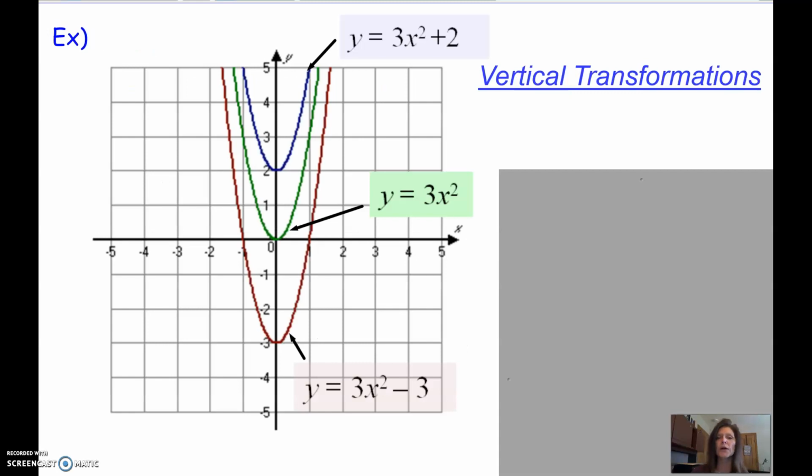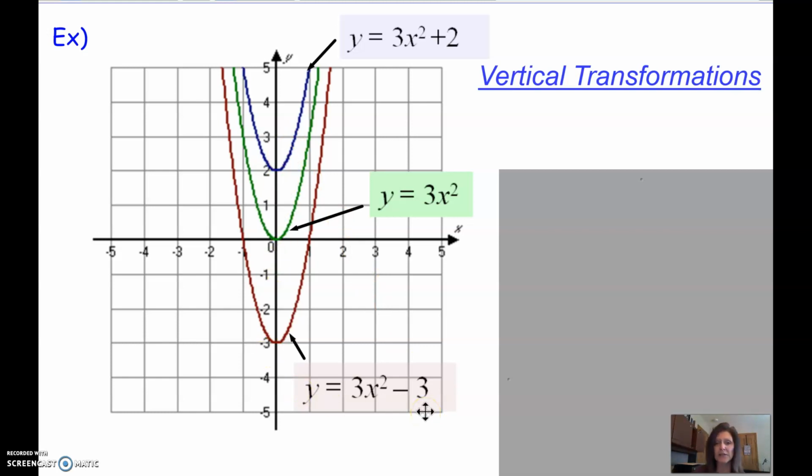So the first one that we want to talk about is a vertical transformation. You can see I have three parabolas graphed here, and they're moved up and down from the green one. The one thing that we notice that's different in these equations is this one has a plus 2, this one doesn't have anything, and this has a minus 3. If you're looking here, you notice that the blue one is moved up 2, the red one's moved down 3.